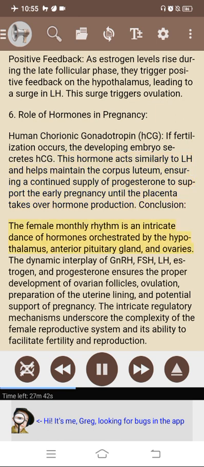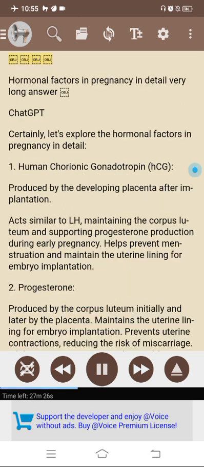Conclusion. The female monthly rhythm is an intricate dance of hormones orchestrated by the hypothalamus, anterior pituitary gland, and ovaries. The dynamic interplay of GnRH, FSH, LH, estrogen, and progesterone ensures the proper development of ovarian follicles, ovulation, preparation of the uterine lining, and potential support of pregnancy. The intricate regulatory mechanisms underscore the complexity of the female reproductive system and its ability to facilitate fertility and reproduction.